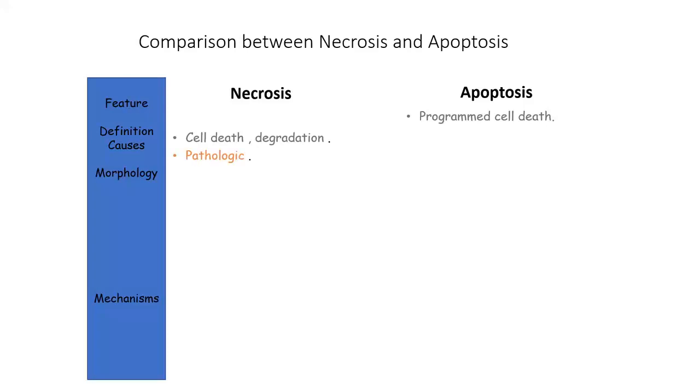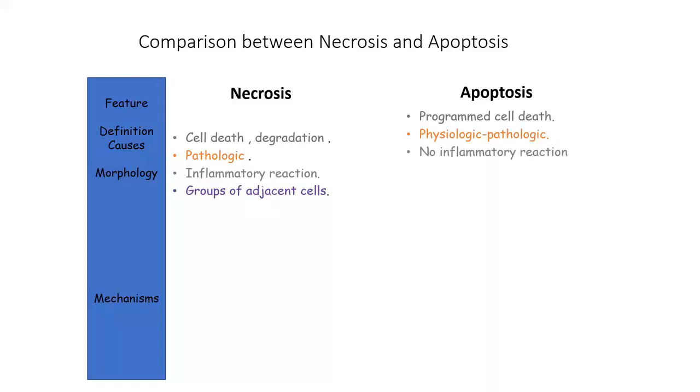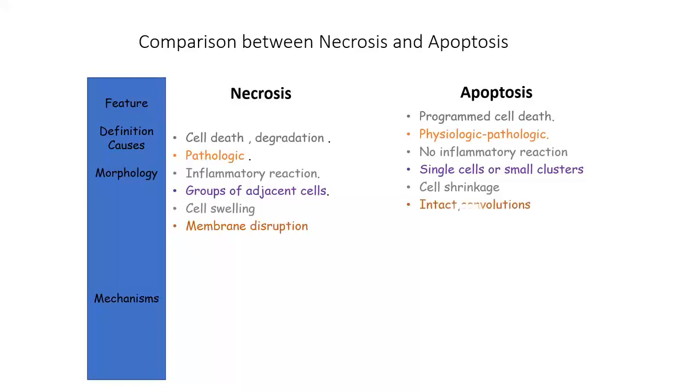Here we have a comparison between necrosis and apoptosis. Necrosis is cell death followed by degradation and inflammation. Apoptosis is a programmed cell death. The necrosis is always pathologic. Apoptosis may have physiologic causes and may have pathologic causes. In the morphology of necrosis, we have inflammatory reaction. In apoptosis, no inflammatory reaction. Necrosis affects groups of adjacent cells. Apoptosis affects single cells or small clusters.